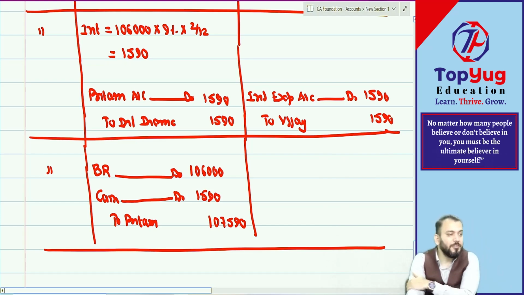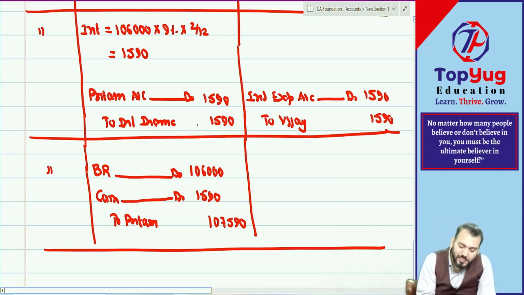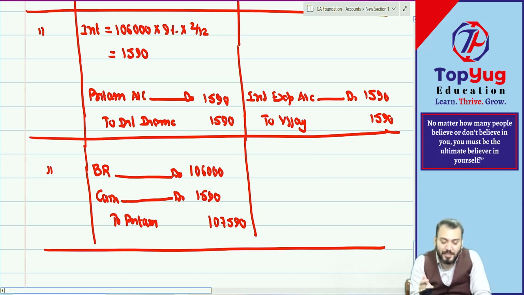Have you understood this journal entry? This interest 1590 was debited to Preetham's account. It means Preetham is now debited with 1,07,590. So now if you have drawn a bill and cash is received, Preetham will be credited with 1,07,590. Correct now?